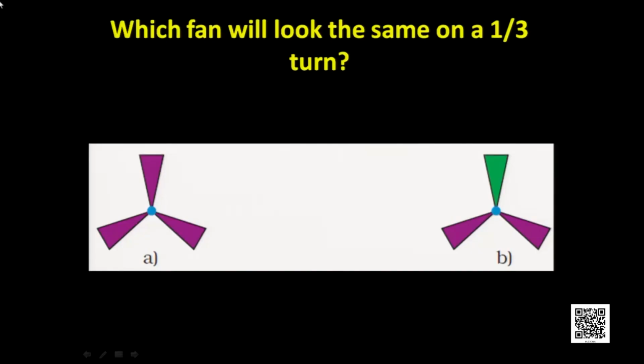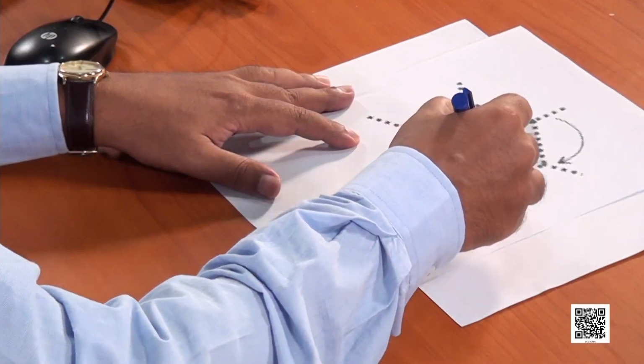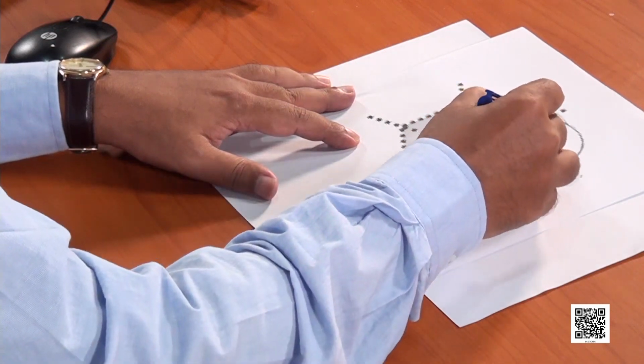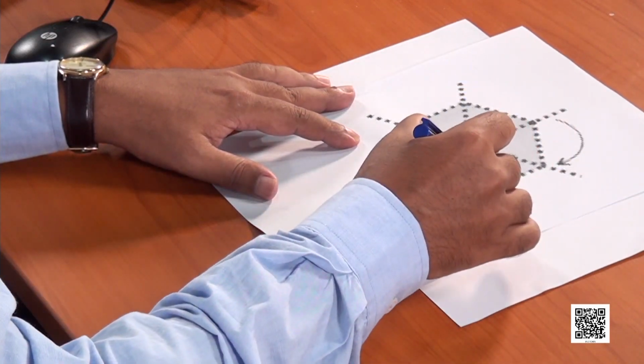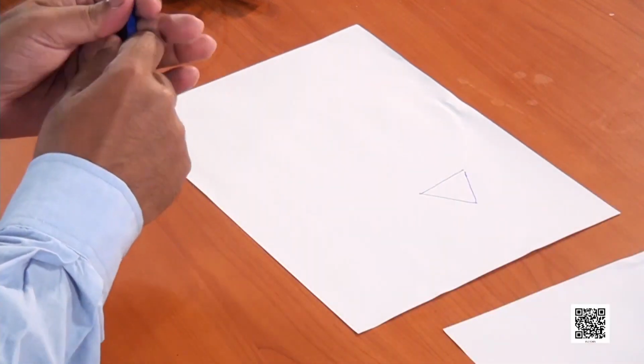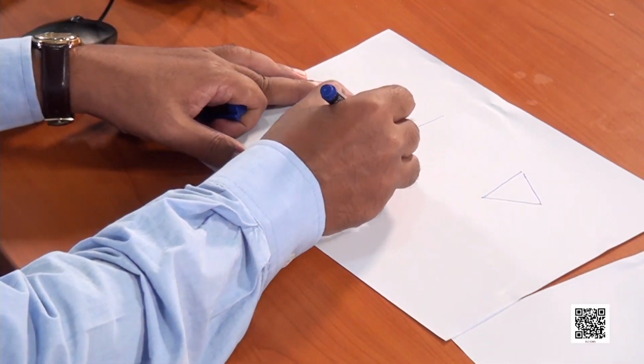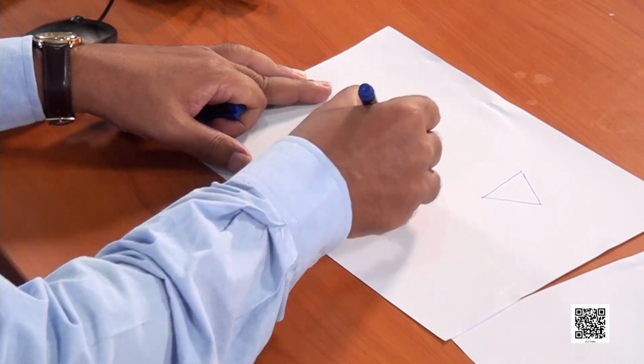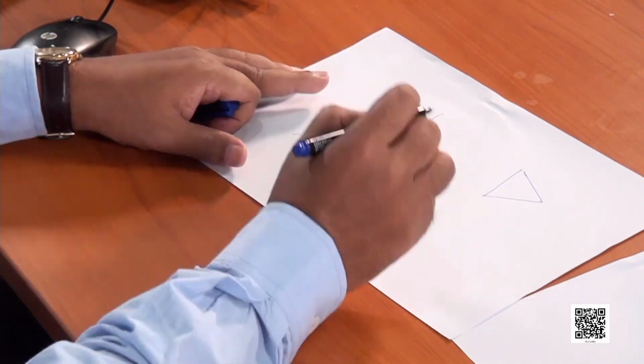Now, which fan will look the same on a 1/3 turn? What is a 1/3 turn? You see here, if I take these three lines, this is 60 degrees, 60, this is total 120 degrees. So, lines like this, this is 120, this is 120, this is 120. A 1/3 turn means it is 120 degrees. 360 degrees divided by 3 is 120 degrees.